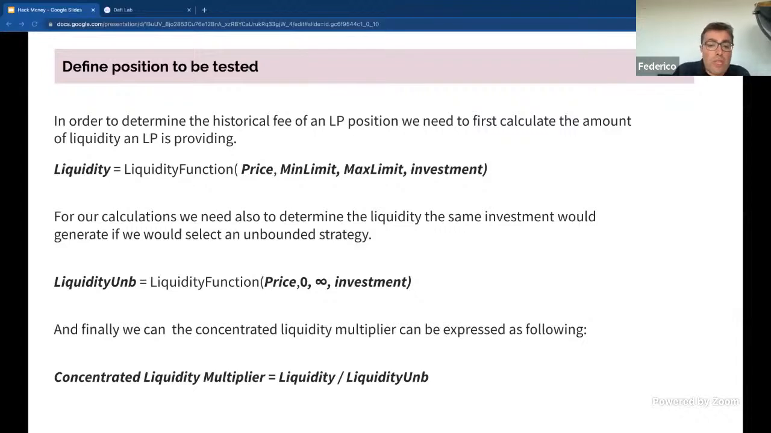Besides the liquidity of our specific strategy, we should also calculate the liquidity of an unbounded position, where the amount invested is equal to the amount invested in the strategy. With these two values calculated, finally, we can determine the concentrated liquidity multiplier as the ratio between the liquidity and the liquidity unbounded. All this calculation needs to be repeated for each period within the time frame considered, because the values will change since the initial price will be different for each period.